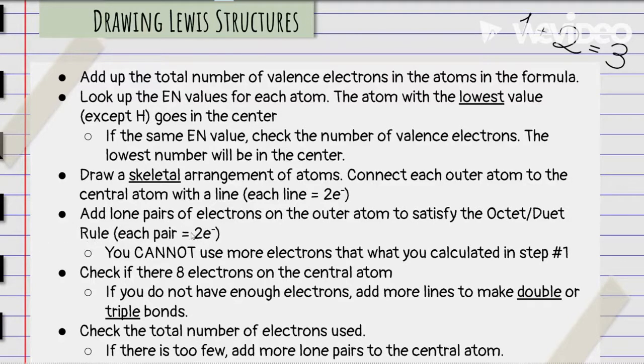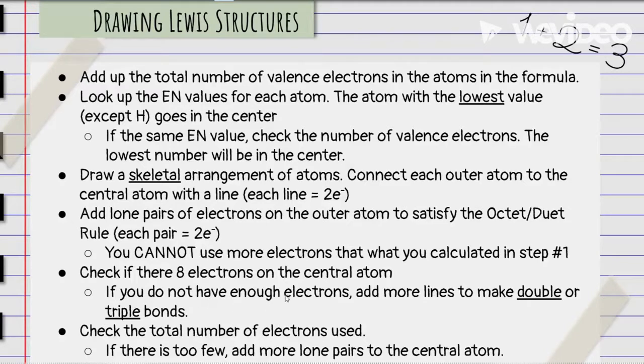Add lone pairs of electrons on the outer atoms to satisfy your octet and duet rule. Now we're going to talk about the octet and duet rule in a minute. One minor caveat here, you cannot use more electrons than what you calculated for in step 1. If you're using more than that number of electrons, which you shouldn't, it means you probably didn't calculate something correctly in step 1. Then you're going to check to see if there are 8 electrons on the central atom.